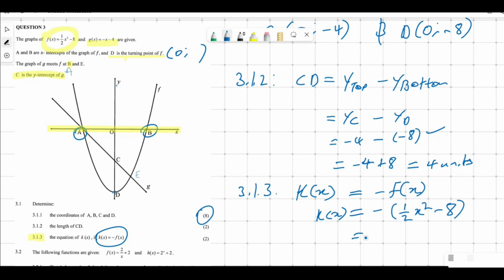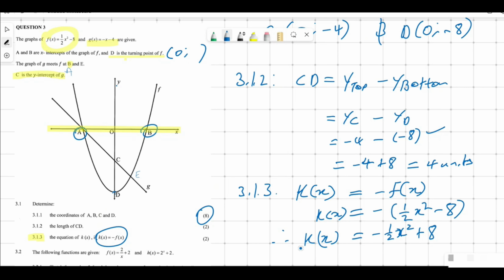Then we have substituted. Therefore, k of x is equal to a negative times a negative 1 times 1 over 2 x squared. That's going to give us negative 1 over 2 x squared. Then negative times negative is equal to positive. Total. Positive what? 8. Okay. There is your equation k of x.